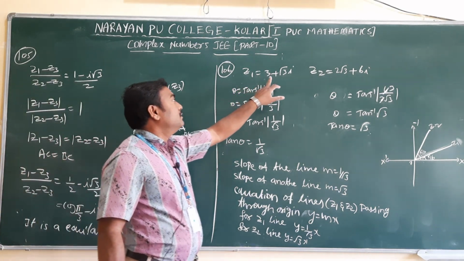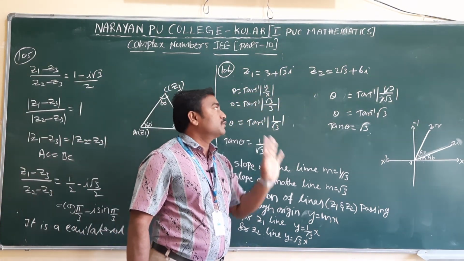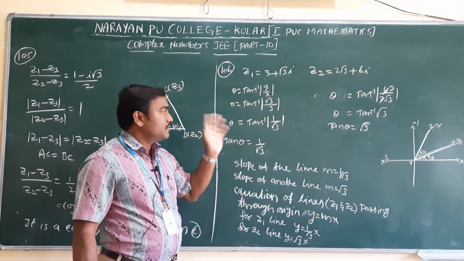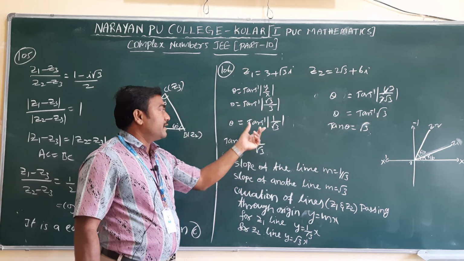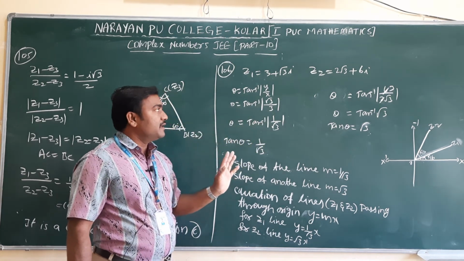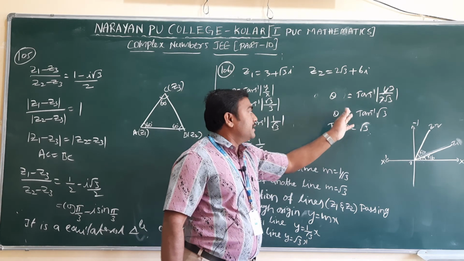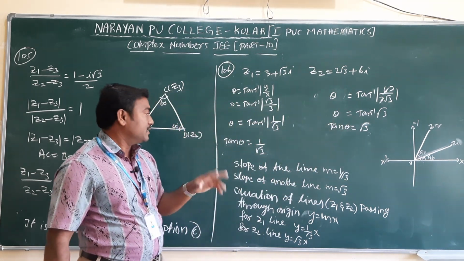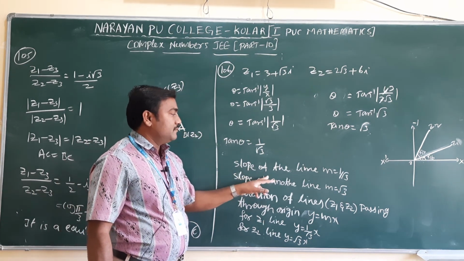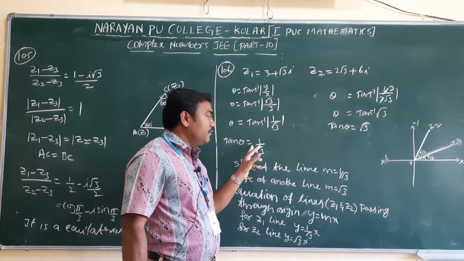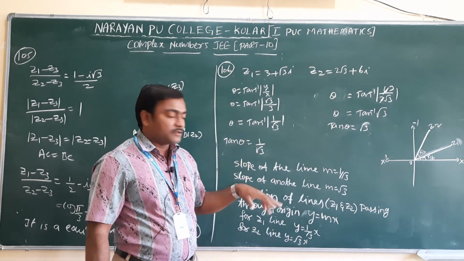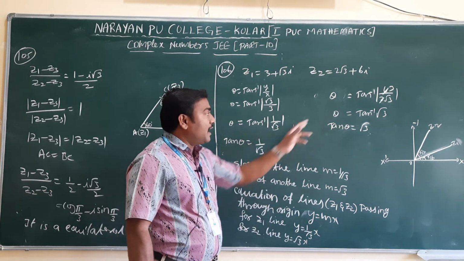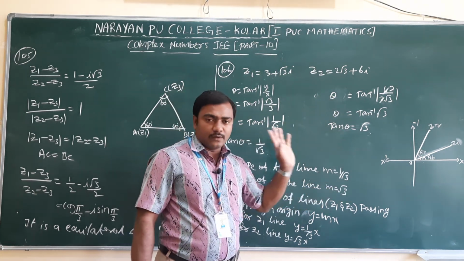So Z1 is equal to 3 plus root 3i, Z2 is equal to 2 root 3 plus 6i. Theta is equal to tan inverse of modulus of y by x. Like this we get theta is equal to tan inverse of 1 by root 3. Again for the second line Z2, we get theta is equal to tan inverse of root 3, so tan theta is equal to root 3. Now the slope of the line, as already discussed in straight lines, m is equal to 1 by root 3, and the slope of the other line is m is equal to root 3.